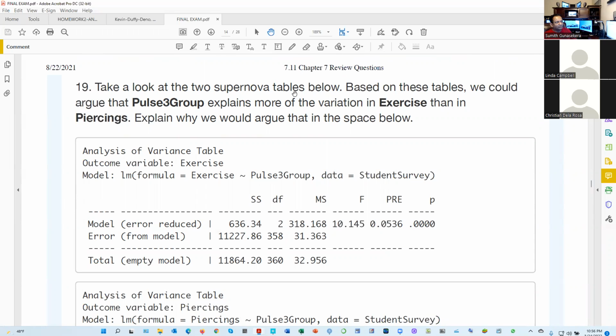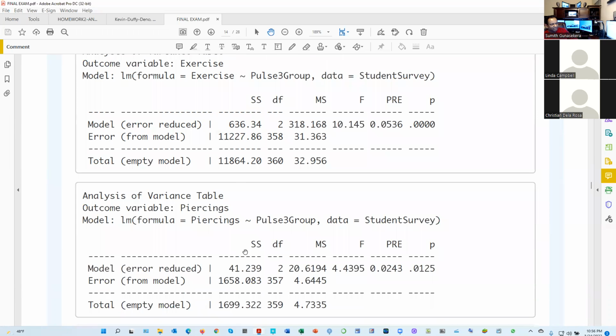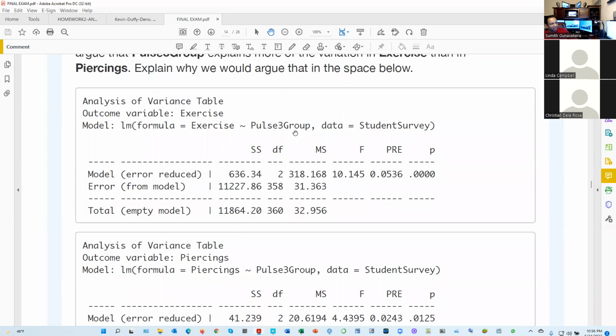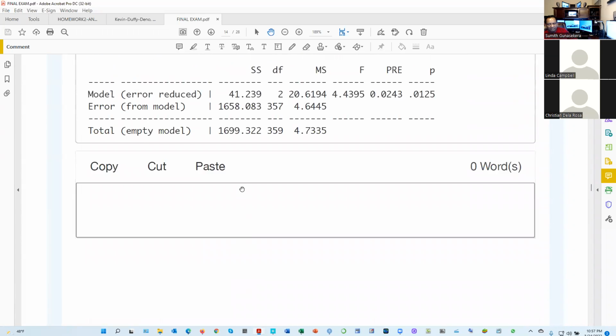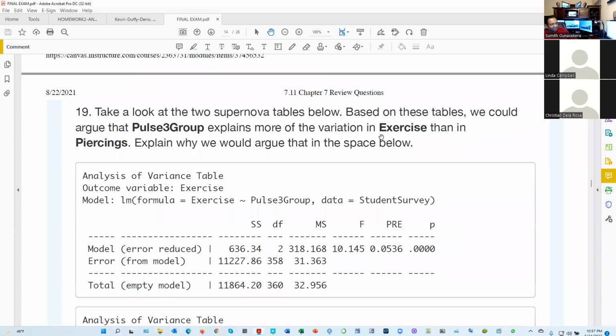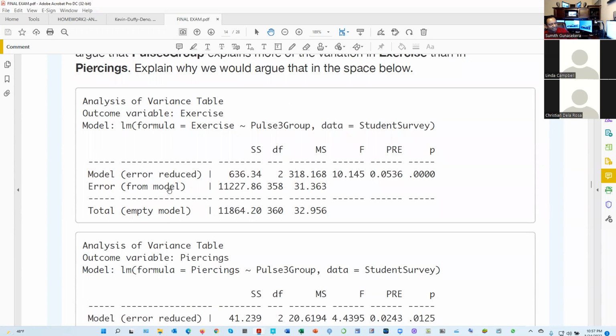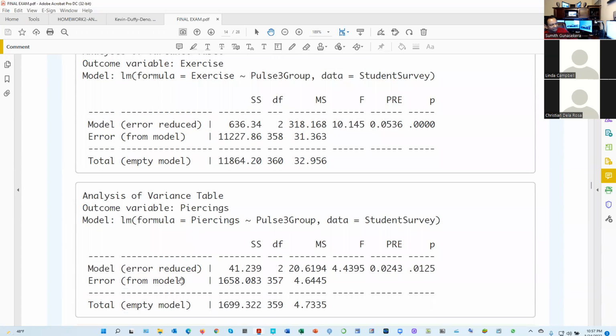Take a look at the two ANOVA tables below. Based on this table, we could argue that the pulse 3 group explains more variation, which means they are referring to SSR. You're going to compare and contrast SSR between these two by keeping the same X variable. So you have to write it down. Can you compare SSR and do that kind of comparison? Yes or no? Can I compare this one with this one?